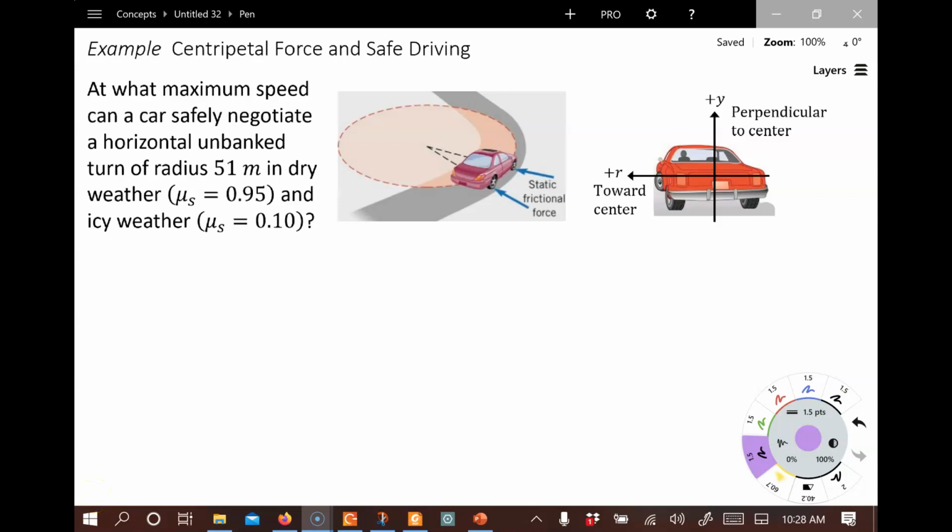Hi, this is a problem about dynamics of uniform circular motion. When we solve this problem, you'll see that we're basically following the same stepwise procedure that we used in Chapter 4, using Newton's second law to solve a dynamics problem. So pause for a moment and read the question.